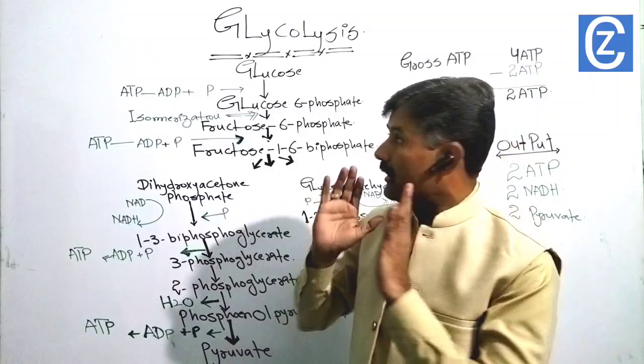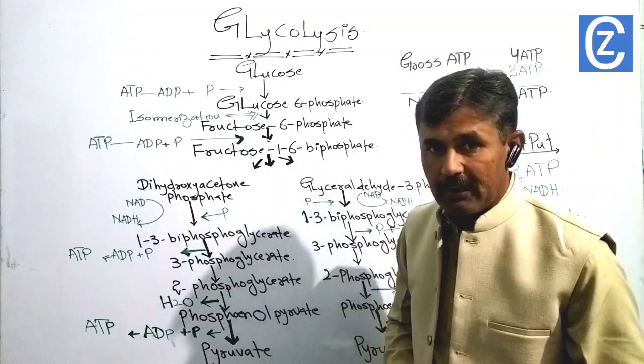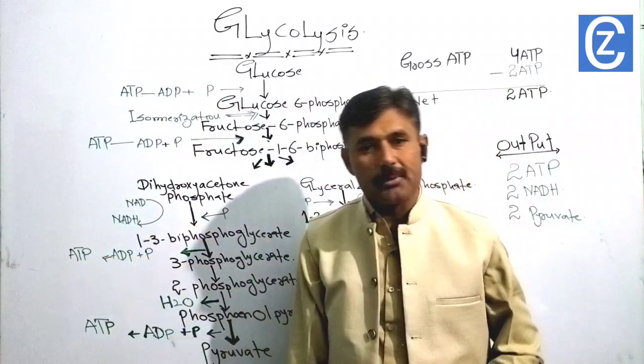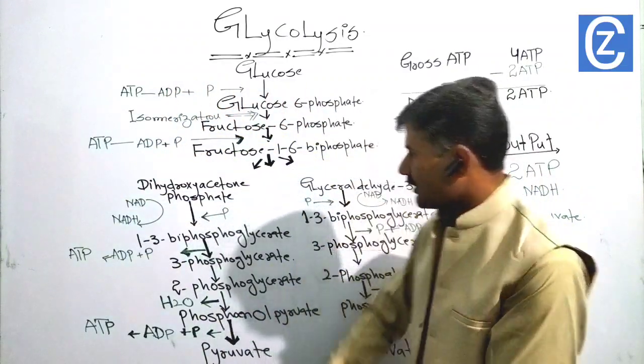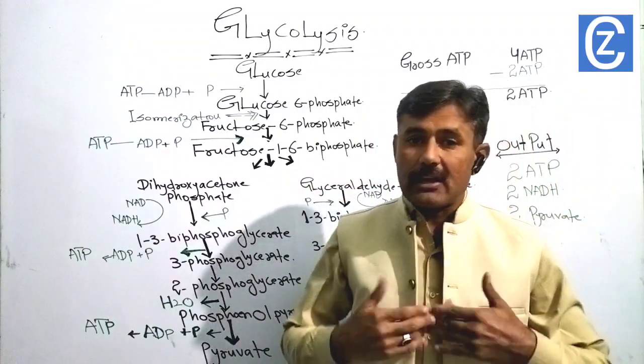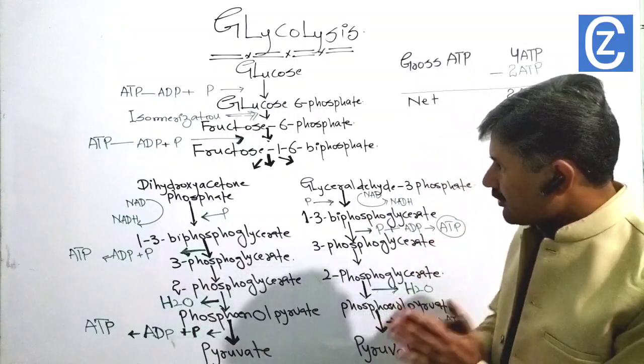Therefore, we consider this as a phase which is said to be the ATP investment phase. Therefore, we say the first phase of glycolysis is actually consuming ATP. It's an investment phase, and then there is a phase where we are going to produce ATP. That's the energy yielding phase.